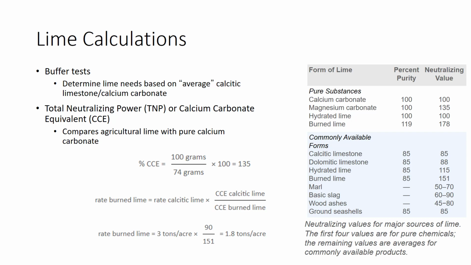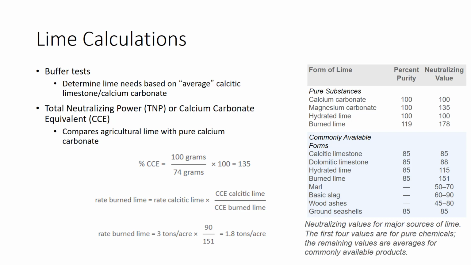However, different lime products have different capacities to neutralize acidity. This capacity is called total neutralizing power, TNP, or calcium carbonate equivalent, CCE. CCE compares an agricultural lime to pure calcium carbonate or calcite. 2 factors affect the comparison: the chemical nature of the lime and its purity.